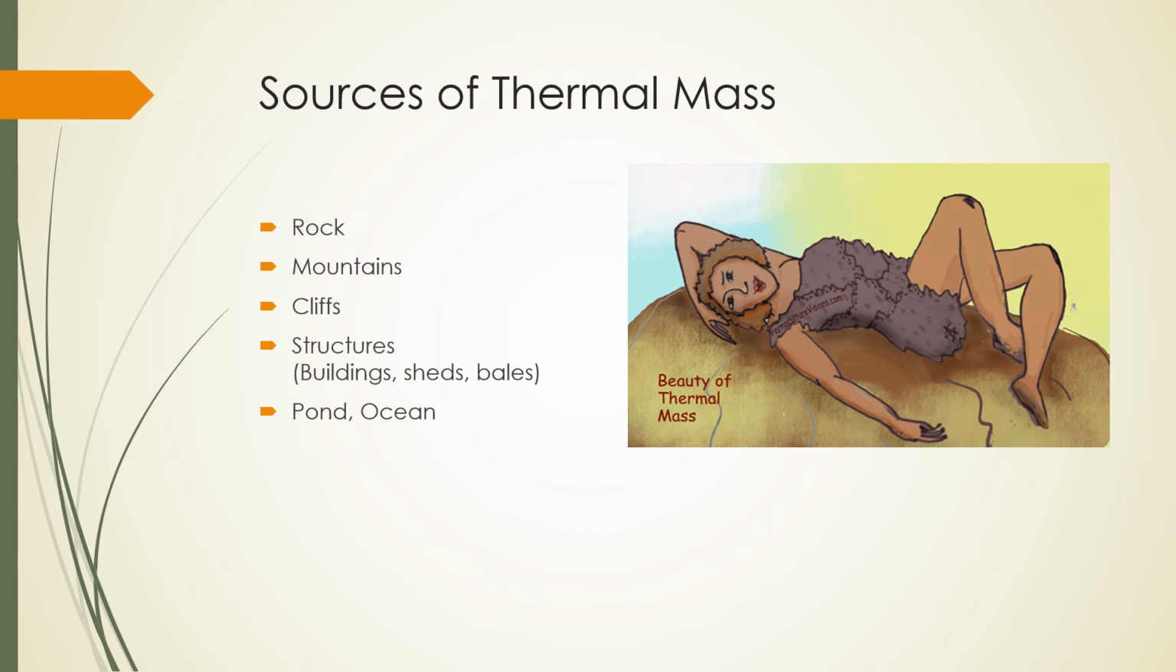The beauty of thermal mass. Well, thermal mass can be in rocks and mountains, cliffs and structures, ponds and the ocean. But actually, one of the amazing thermal masses is wood. It's pretty adaptable. A tree will actually change the temperature around it through thermal mass and through its ability to suck up moisture and to let moisture out.